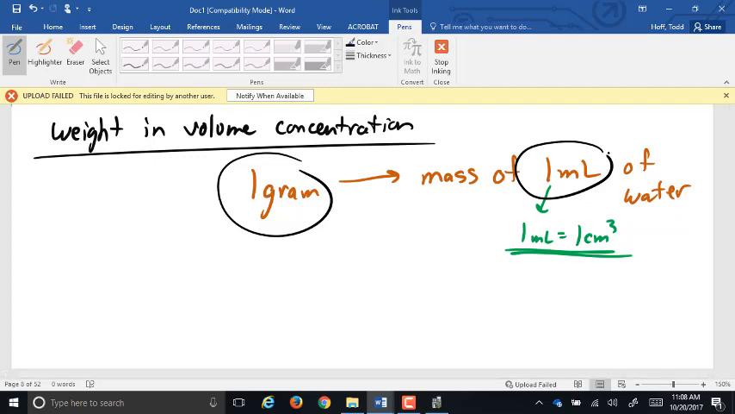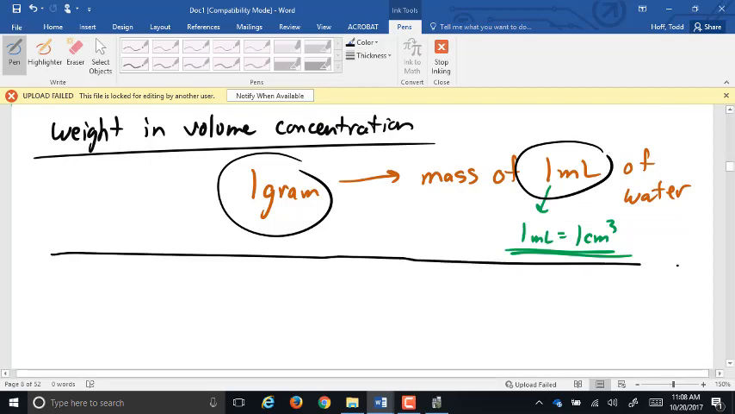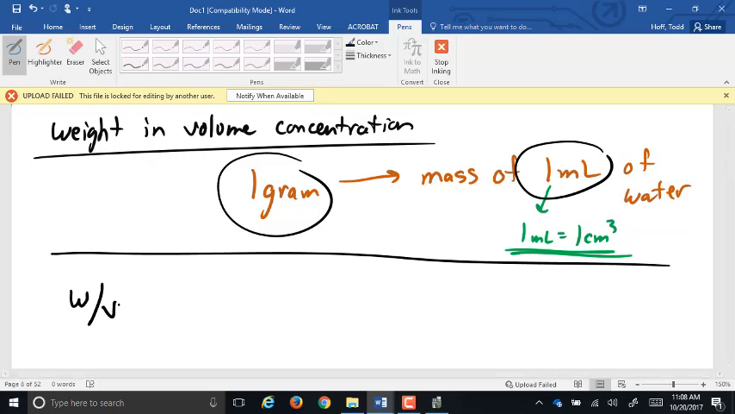I mean, there are certain things like glycerin that are significantly thicker and more dense, but you also can't mistake viscosity for density either. Things that are more viscous, that are thicker, may not be more dense as well. But anyway, we are going to compare weight and volume. W/V is the abbreviation. Note that this is technically mass and volume, because grams are mass.